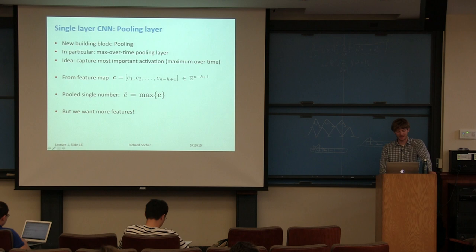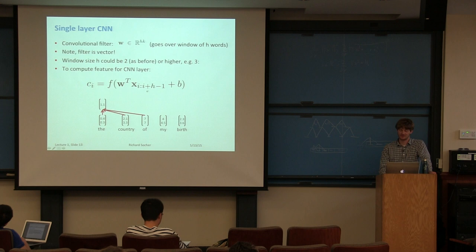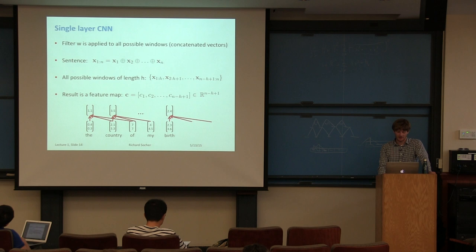Let's say, for instance, you have sentiment analysis, and you say, this movie was really awesome. Now you look at all the bigrams, and you would hope that after training our weights W here, which we'll do using the same sort of backpropagation algorithms that we had before, Very Awesome has the largest activation for the filter that tries to find positive words. And then we just take that single number.